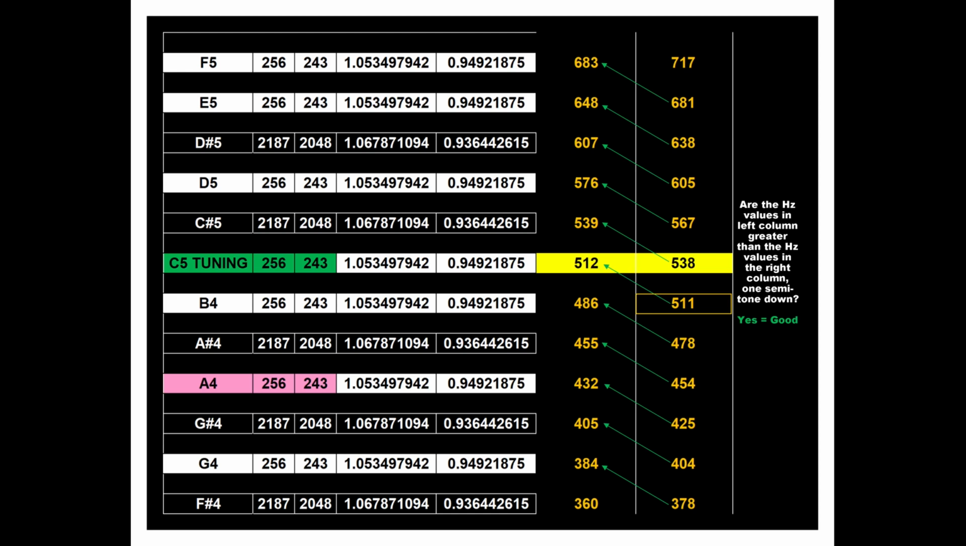If I tune C to 512, you can see there are no values when C is 512 that are equal to or less than what those values would be when C is tuned to 538 if we look at the values that are shifted down by one semitone. Whereas if I tune C to 511, now you can see we have notes that match. So we've essentially just shifted the scale, and we're back to where we started. So 512 is the minimum.